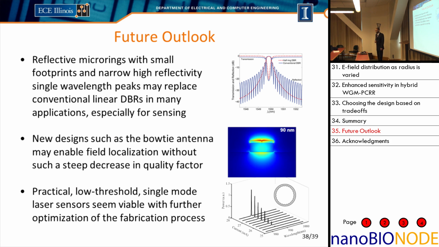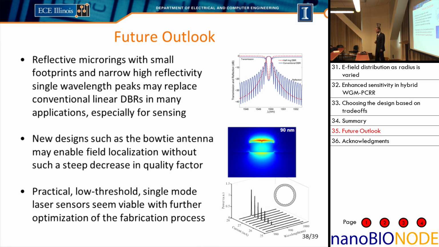Our future outlook, so the reflective microrings with small footprints are going to be very useful for semiconductor lasers. We really want to expand our work in terms of making these low threshold laser devices, especially for applications in sensing and spectroscopy. There are new designs that our group is studying.